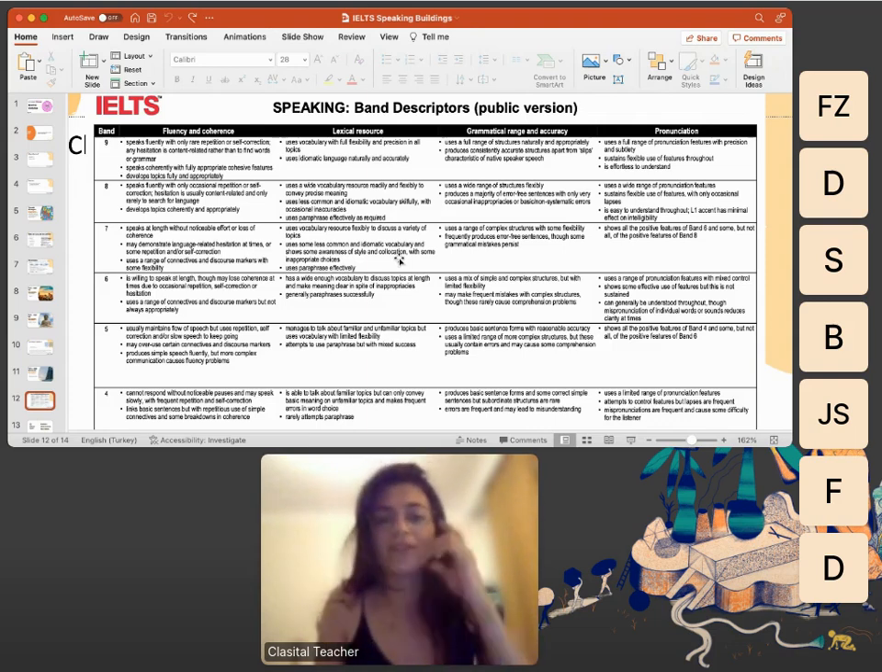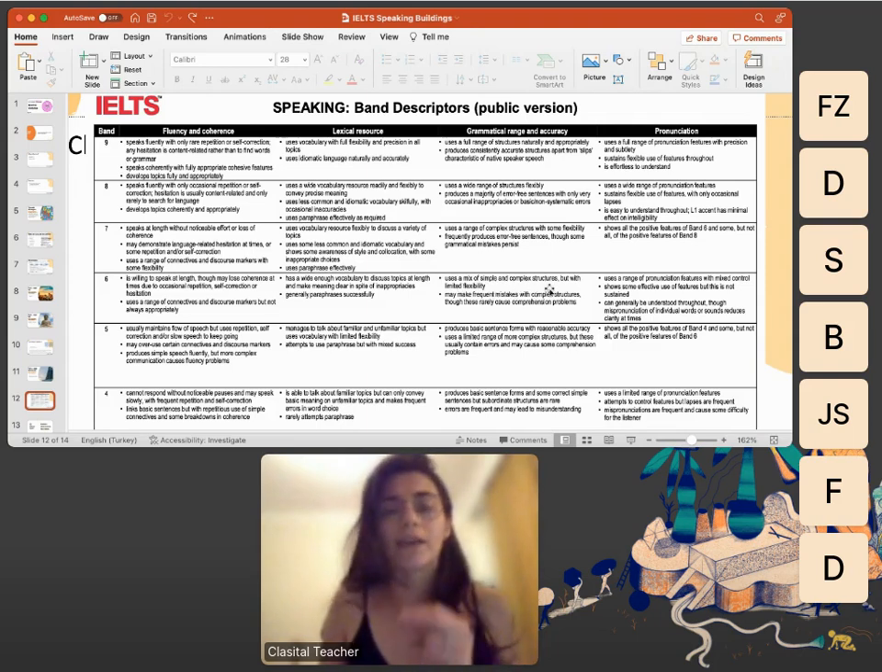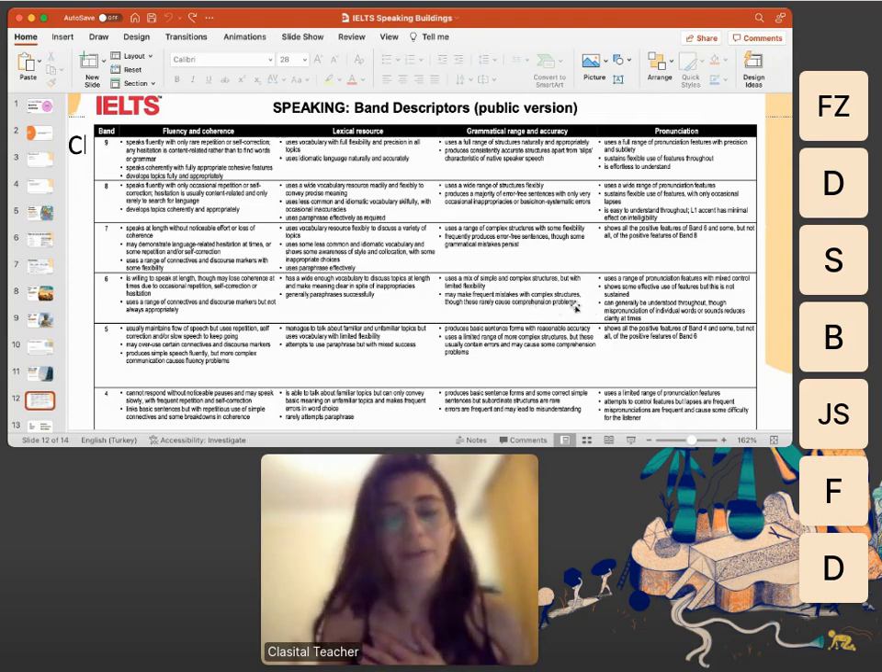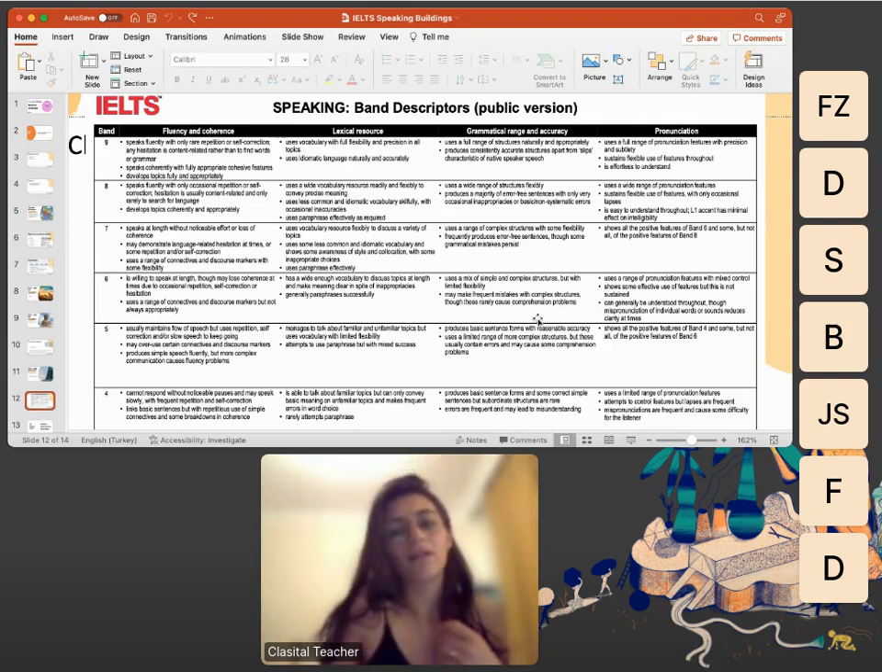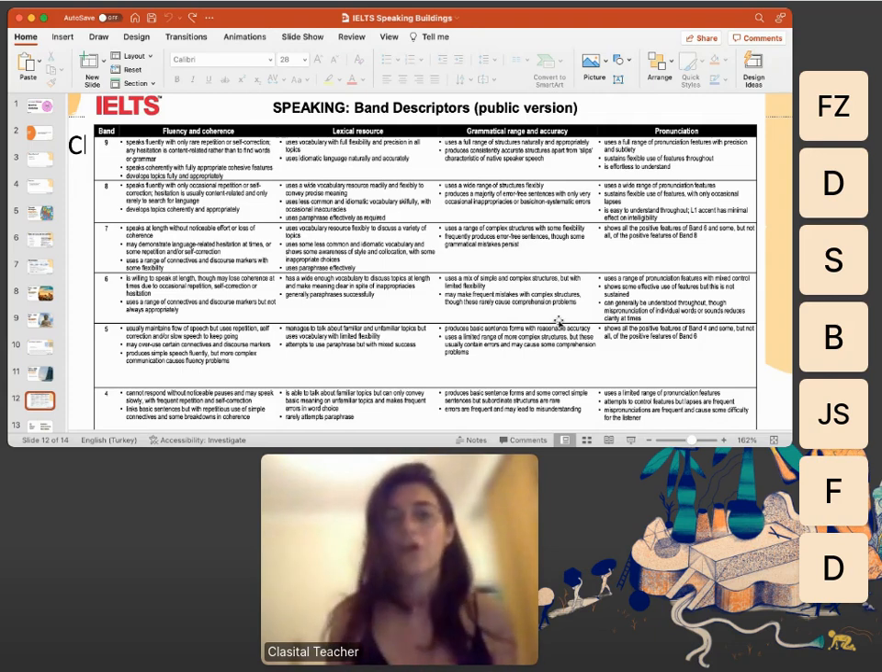And for grammatical range and accuracy, to get a band 6, we need to use a mix of simple and complex structures, but with limited flexibility. Also, we may make frequent mistakes with complex structures, which is okay, though these rarely cause comprehension problems. I think this was also the case for most of you. Even though there were some grammatical mistakes, generally I could understand every single point you're making, which resulted in you getting at least a band 6.